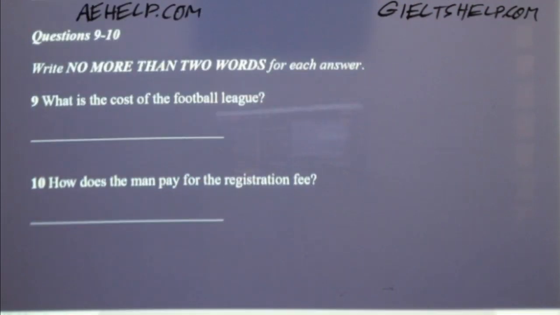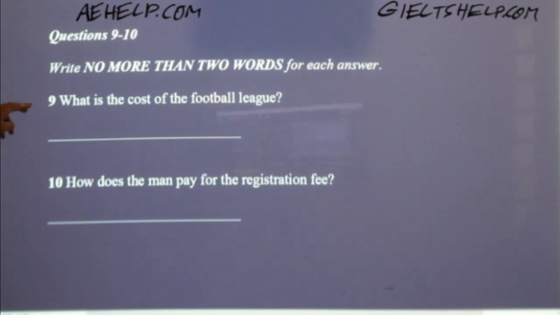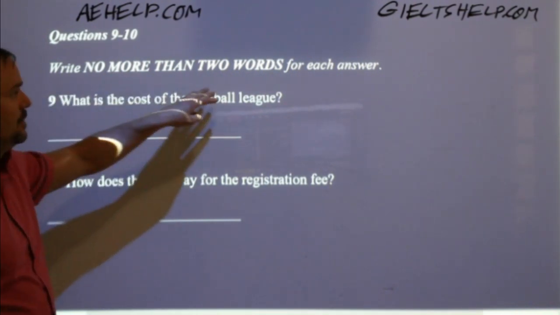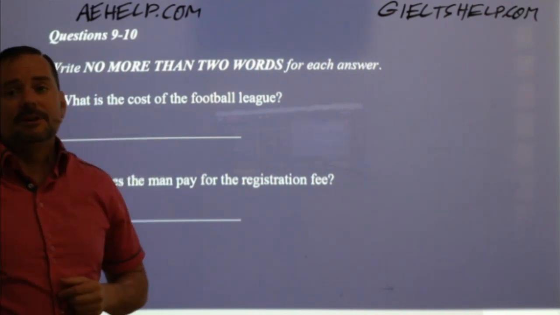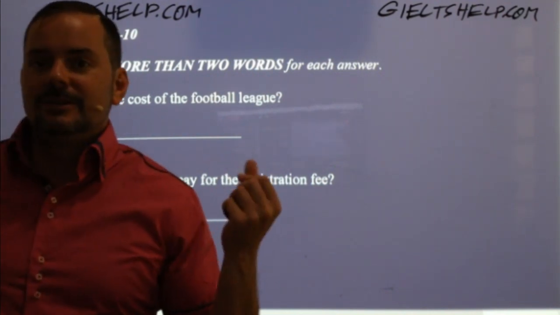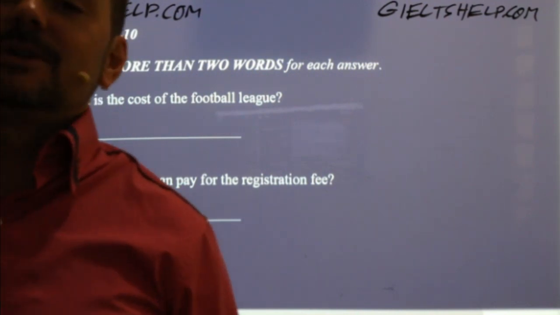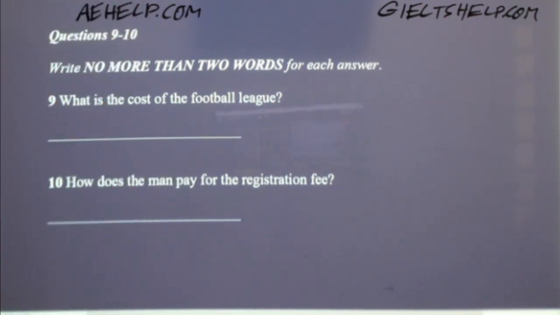Okay, here we go. Number 9, number 10. No more than 2 words for each answer. What is the cost of the Football League? How much is it? Of course, it's not free. Administration, setting it all up. They probably got some jerseys. There's probably somebody organizing it.